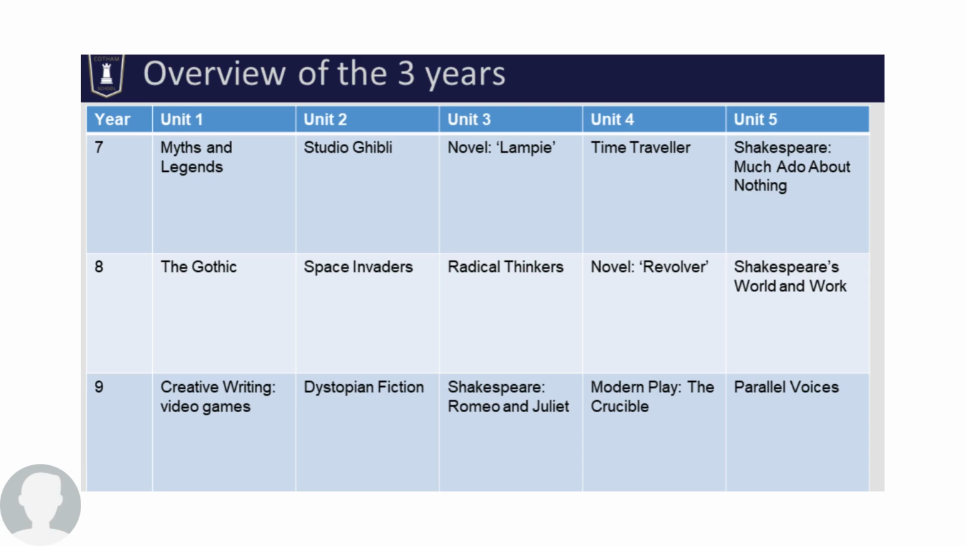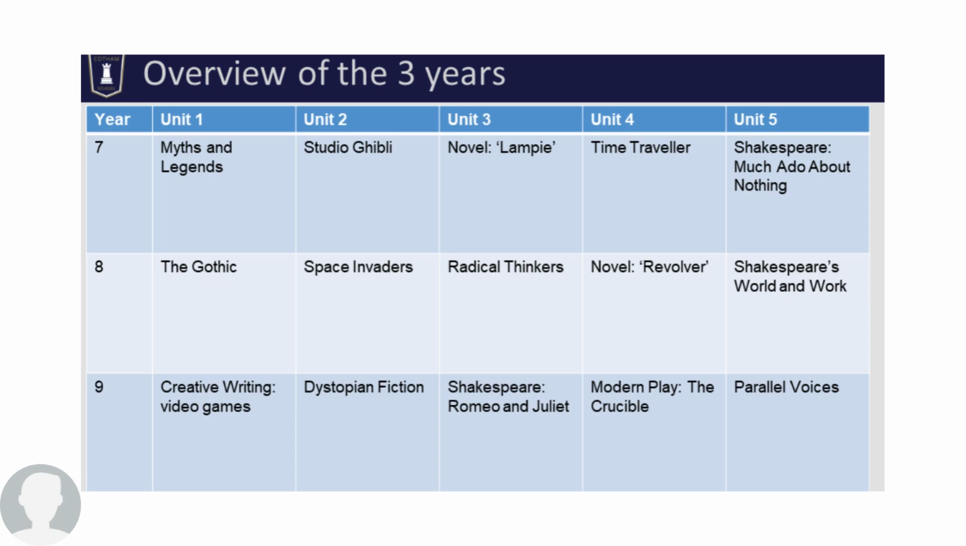And finally, in year 9, we start off with a couple of creative writing units, starting off looking at forms of writing that are more modern. So we particularly focus on video game writing. So how do people write for video games, and how is the industry affecting how people write? And then we also look a little bit at film writing as part of that as well.